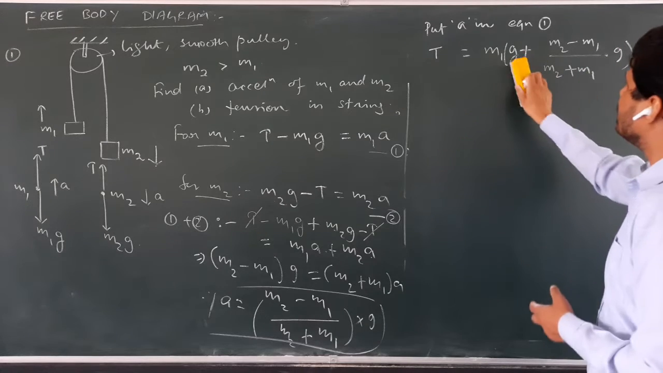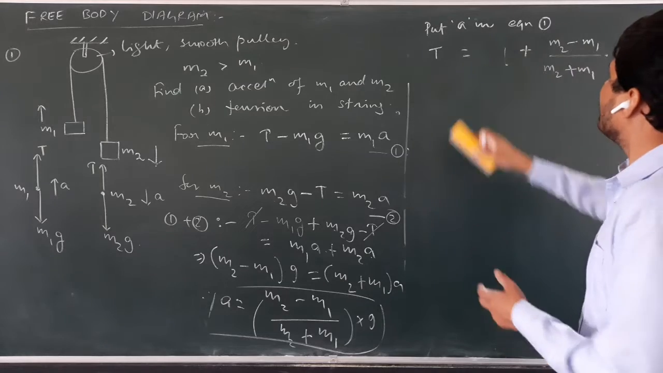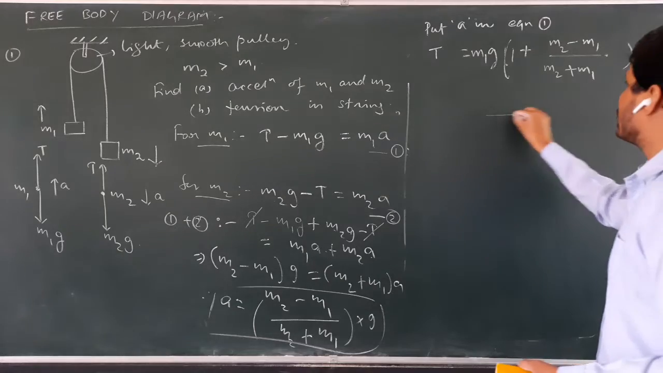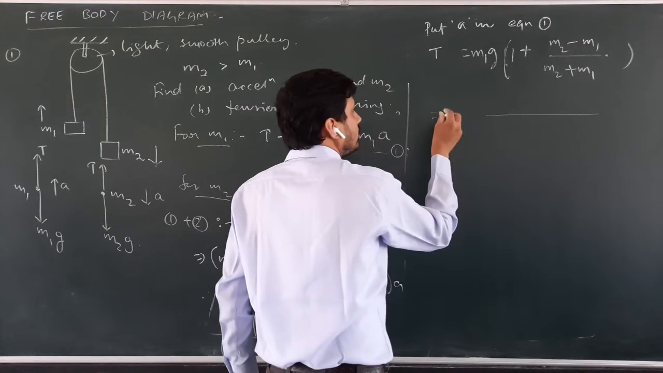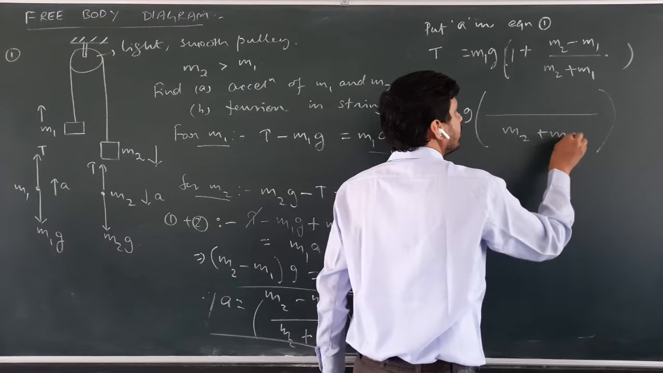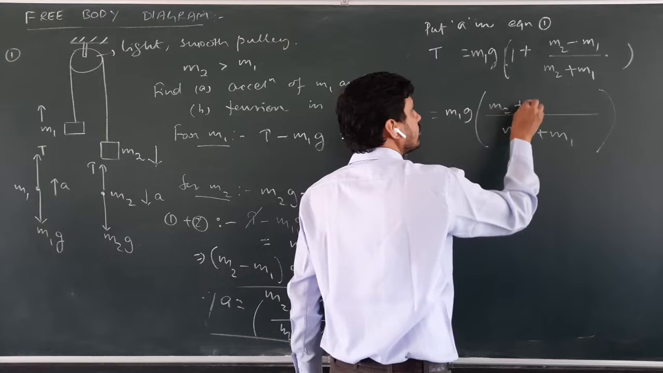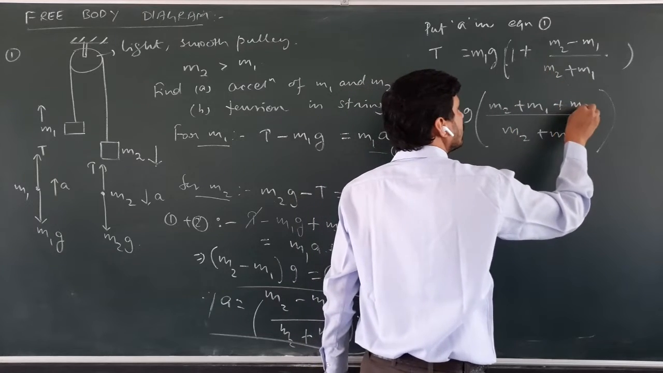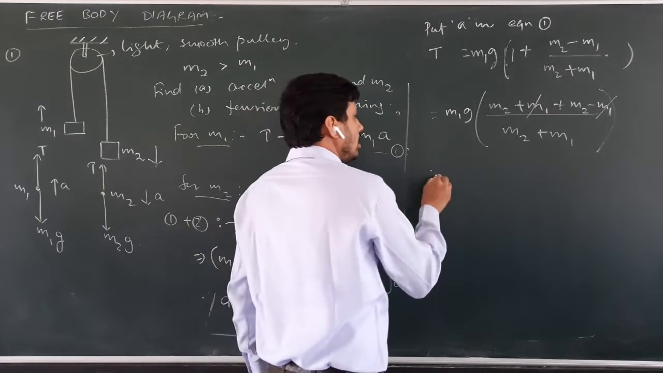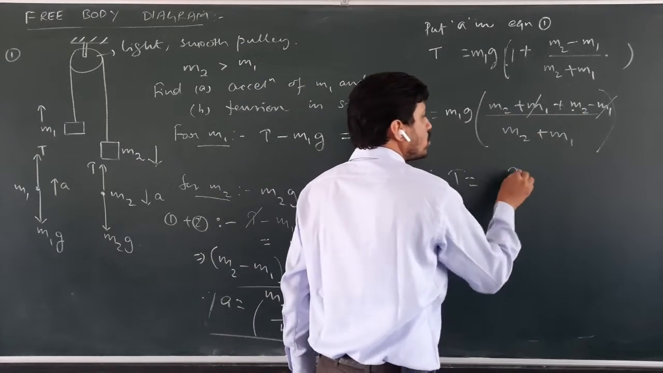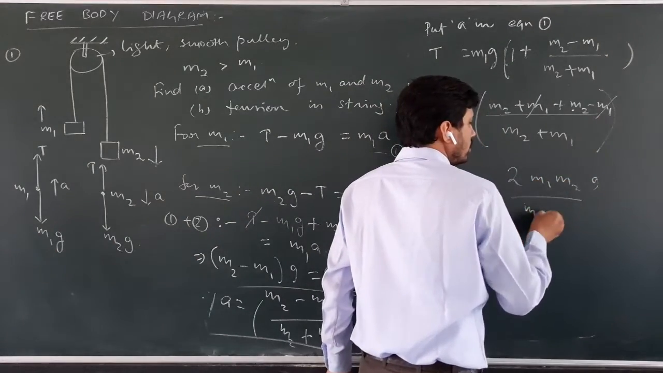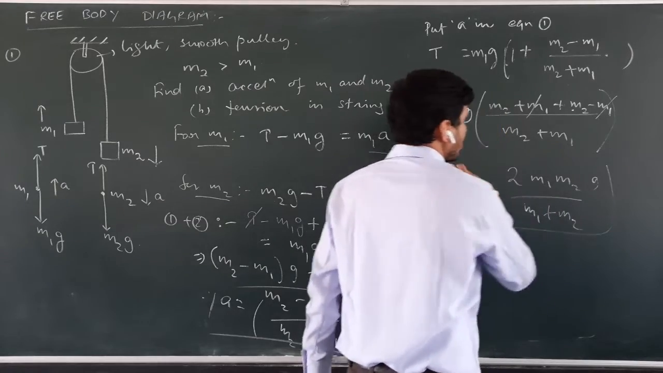Again G we can take common. So here we will get M1G and 1 plus this much. So take the LCM. So M2 plus M1. So M1 and M1 will cancel, minus M1. So therefore T is equal to M2 plus M2 is 2M2. So M1 is also there. So M1, M2 G by M1 plus M2. So this is the answer to this particular question.